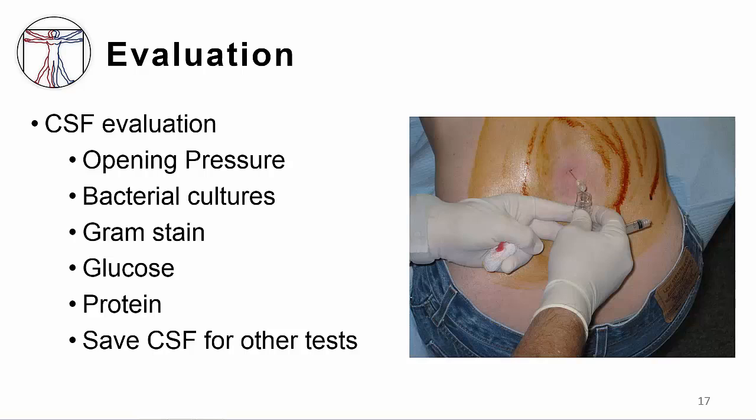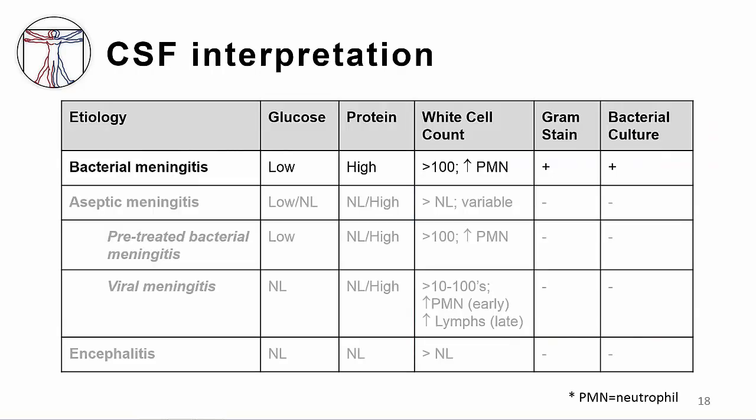Sometimes, if there's a concern about increased intracranial pressure from the physical exam or the history, we'll obtain a CT scan of the head to make sure we don't accidentally cause a complication related to the lumbar puncture. This table outlines some of the results of the tests we order when we do a lumbar puncture. Keep in mind that specific organisms that cause meningitis or encephalitis can cause slightly different results.